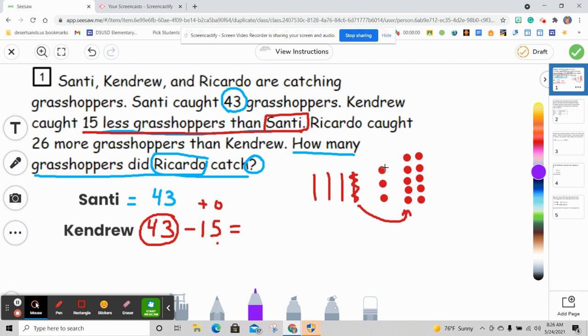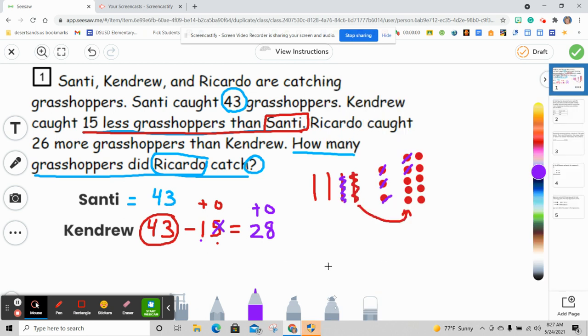I start with my lonely ones because I don't want to forget them. 1, 2, 3, 4, and 5. So the 5 is gone. That's done. So now I look at my number and I still have to take away 1 ten. So let me cross out one of the tens. And now I look at my picture. I put tens and ones. And I know what Kendra has. He has 8 ones. So I'm going to put 8 in the ones place. And he has 2 tens. So I'm going to put 2 in the tens place. So now I know that Kendra has 28.